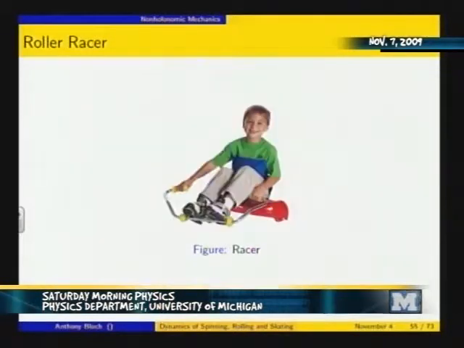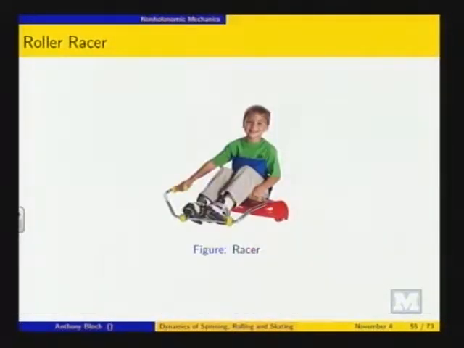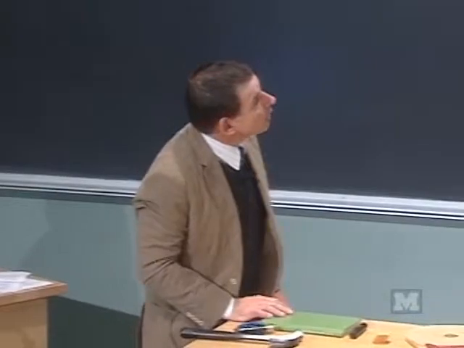So that's sometimes called the roller racer, and there's a kid on a roller racer. So he can also go forward, and you notice no pedals. You just generate forward motion by internal motions of the system. I'll just take a few more minutes here.